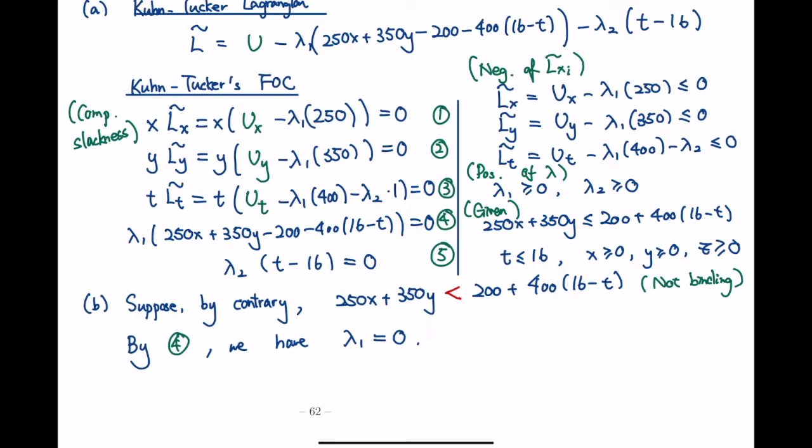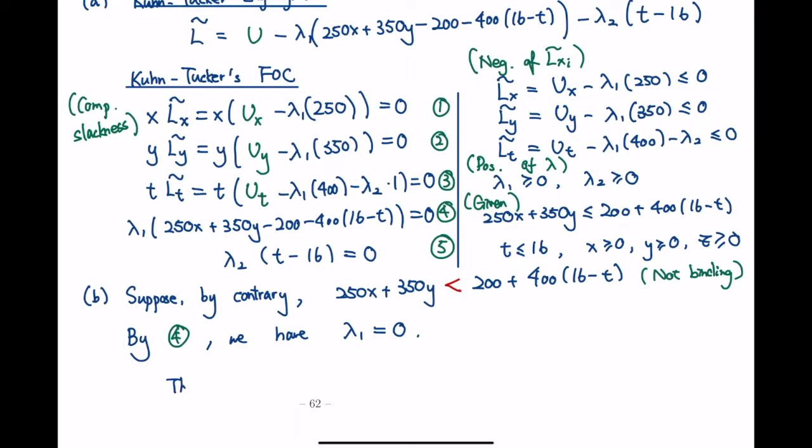But what's the problem? If lambda 1 is 0, where do I have lambda 1? Well, I have lambda 1 in this equality. And also I have lambda 1 in this inequality. But if lambda 1 is 0, look at this. Then we have Lx tilde equals to ux, because lambda 1 is 0, so this dies. And this becomes this less than or equal to 0.